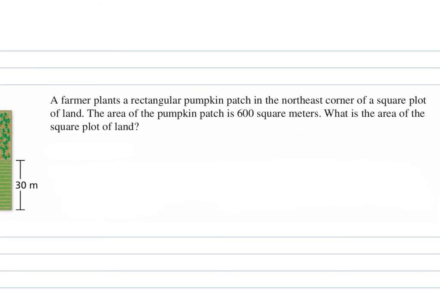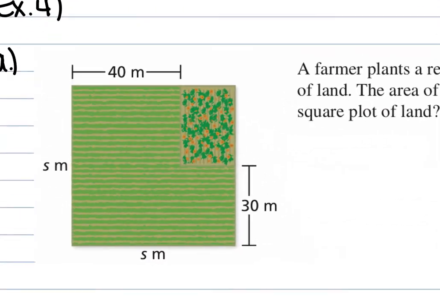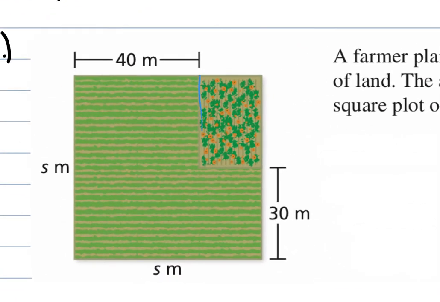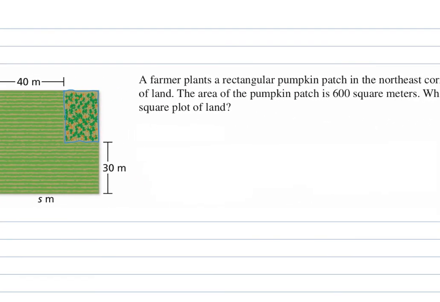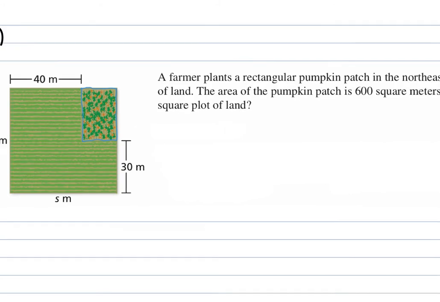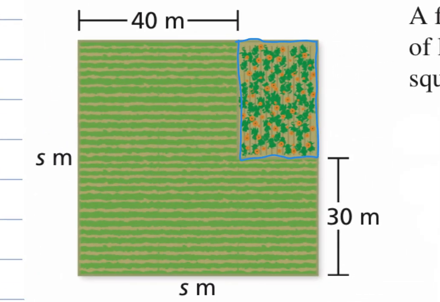A farmer plants a rectangular pumpkin patch in the northeast corner of the square plot of land, okay? So they're talking about this little patch right here. Go ahead and box it in. This is our pumpkin patch over here in the corner. The area of the pumpkin patch is 600 square meters. So put a big 600 in the middle. We know that the area of that little rectangle, the pumpkin patch, is 600, okay?